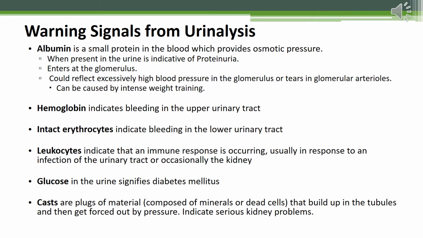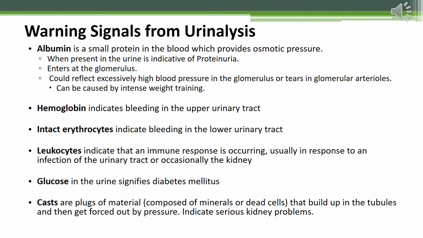Here are some compounds that, if found in the urine, can signal a problem. The first of these is albumin, and this is a small protein in the blood which helps to maintain osmotic pressure. And when this protein is present in the urine, or if any other protein is present in the urine, this condition is called proteinuria. And this means that the albumin is entering the urinary system at the glomerulus, and it could reflect excessively high blood pressure in the glomerulus or tears in the glomerular arterioles. And this condition can be caused by intense weight training.